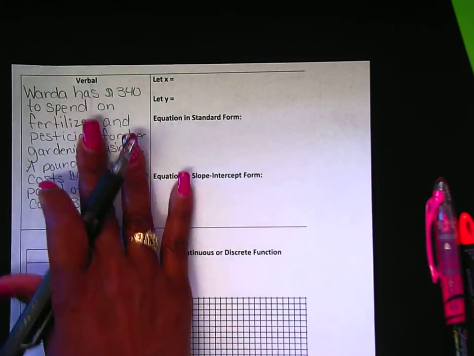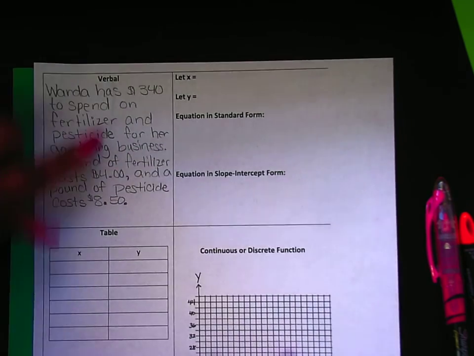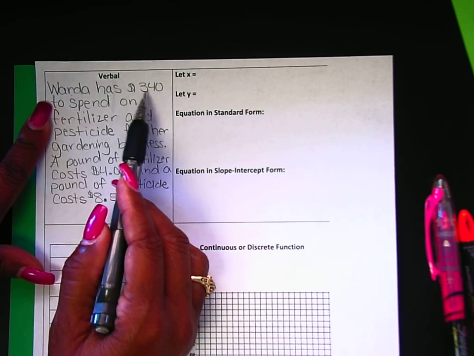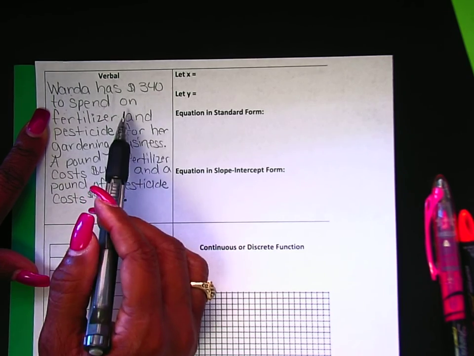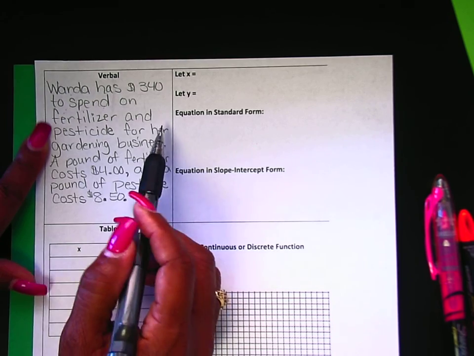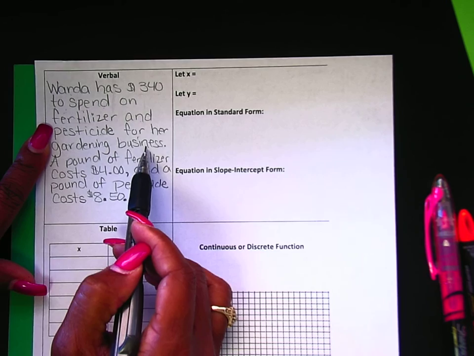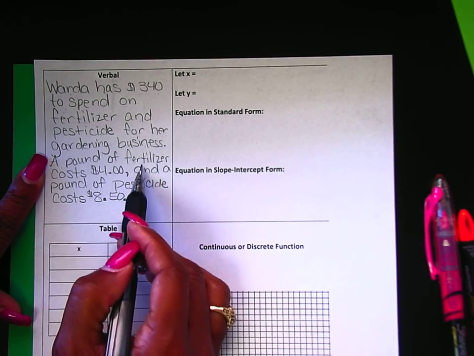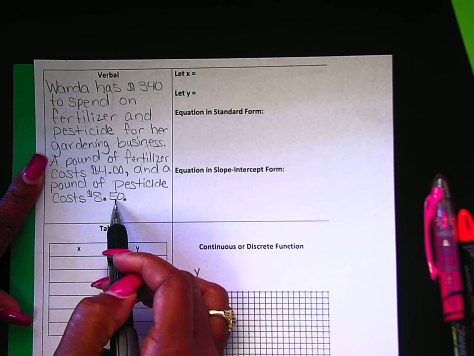the part where I had you guys copy down the first scenario with Wanda. And in here, I've written it down already. It says Wanda has $340 to spend. She has that to spend, so that's her total amount that she can spend. And she's going to spend on fertilizer and pesticide for her gardening business. Real world situation. Okay. A pound of fertilizer costs $4 and a pound of pesticides costs $8.50.